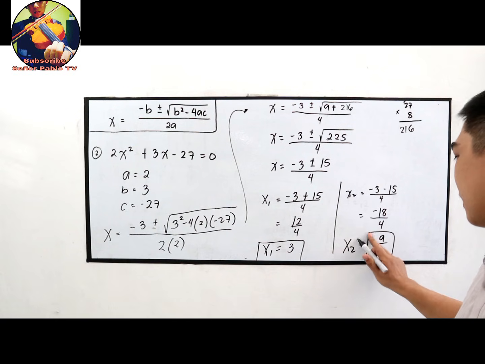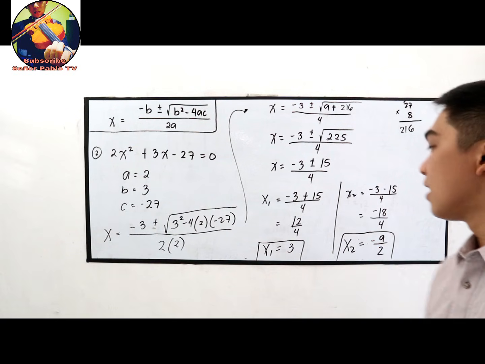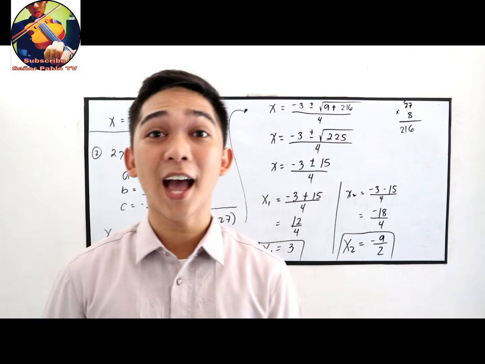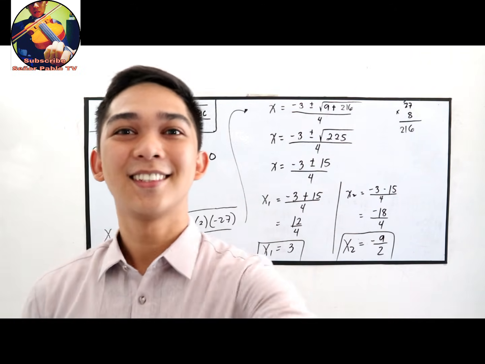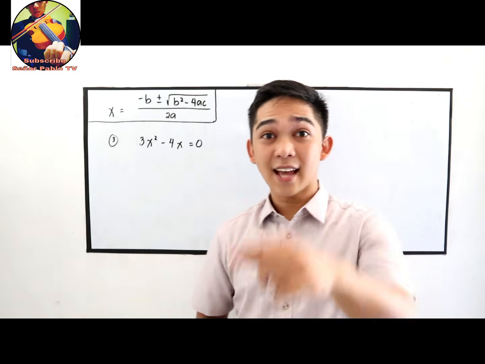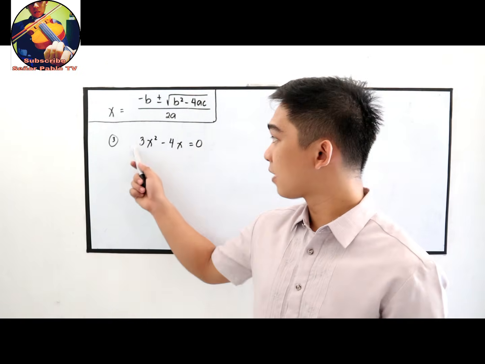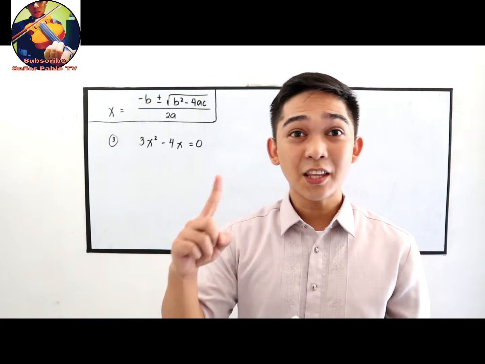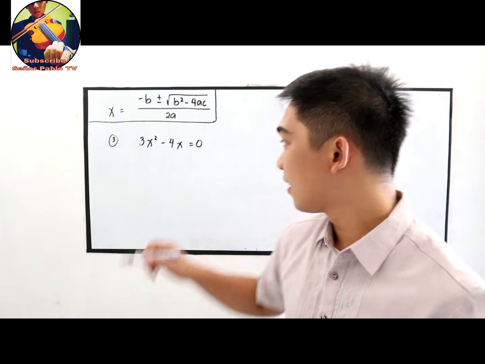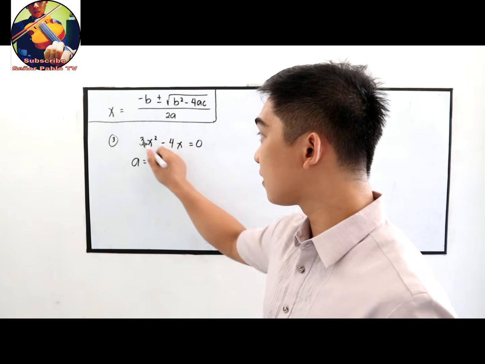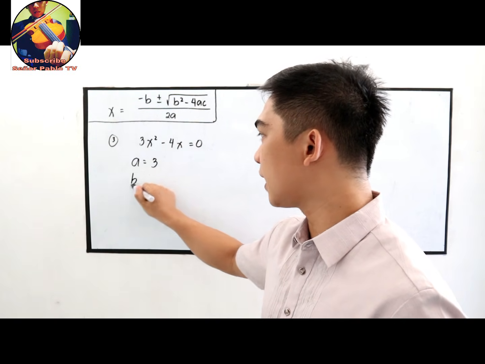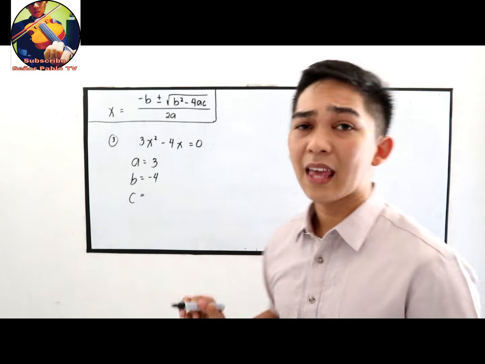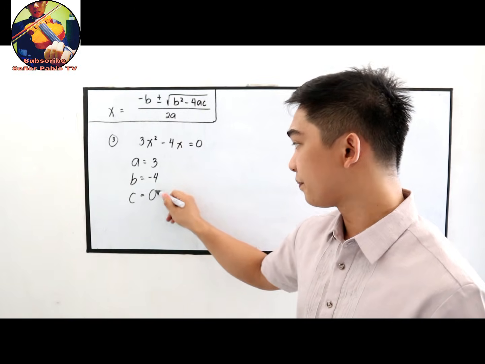X of 2. So yan yung ating values ng x. 3 and negative 9 over 2. And our last example, number 3. 3x squared minus 4x is equal to 0. Identify A, B, and C. Our A is 3. B, negative 4. Ang C natin dito, wala tayong constant, so 0.